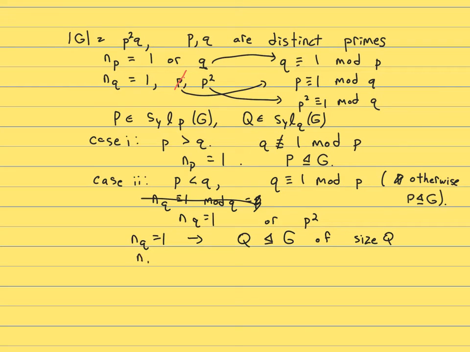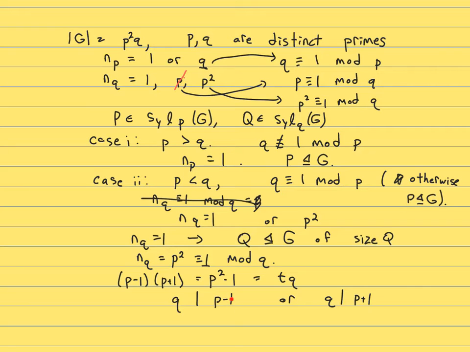Otherwise, we now have NQ is equal to P squared, which means that P squared is congruent to 1 mod Q. Well, what does this mean? This means that P squared minus 1 is a multiple of Q, but that's also P minus 1 times P plus 1. Q is prime, so this means that Q either divides P minus 1 or Q divides P plus 1.